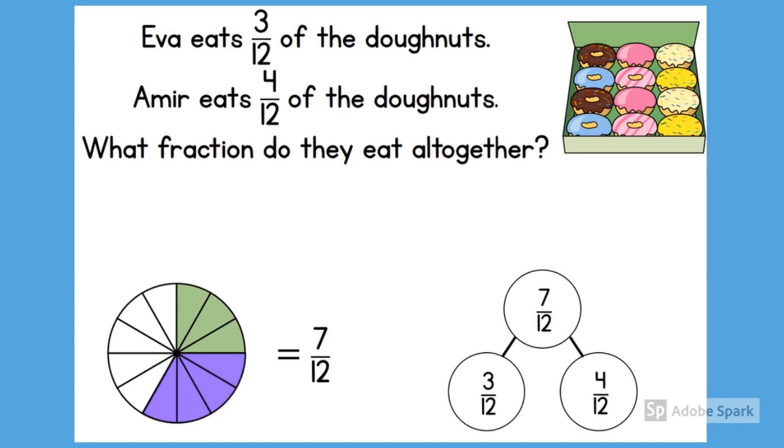Here you can see Eva and Amia's fractions of donuts that they ate. 3/12 and 4/12 equals 7/12. And we can show this using a part-whole model. 3/12 and 4/12 equals 7/12.